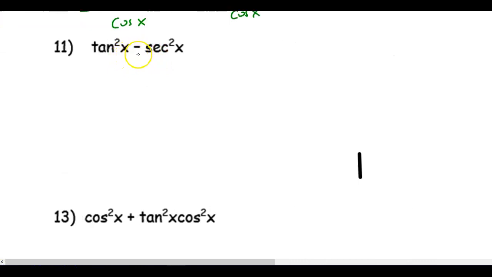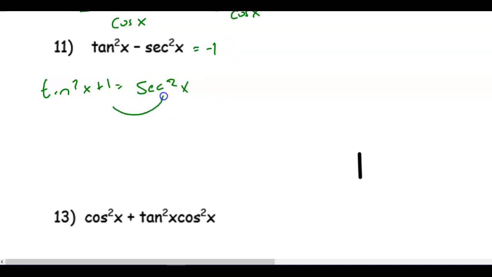Tan squared of x minus secant squared of x. That is a Pythagorean identity itself. That's 1. I'm not even going to spend a lot of time on that. Because the Pythagorean identity says that tan squared x plus 1 equals secant squared of x. Actually, that's negative 1. And I just realized it.